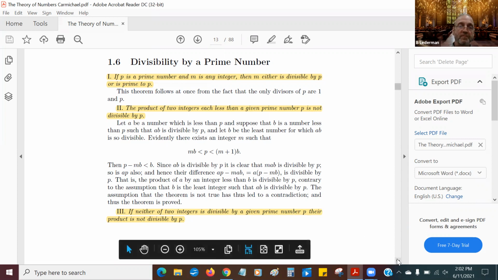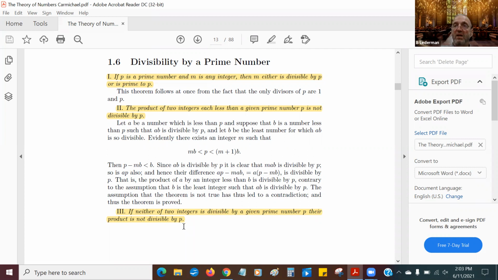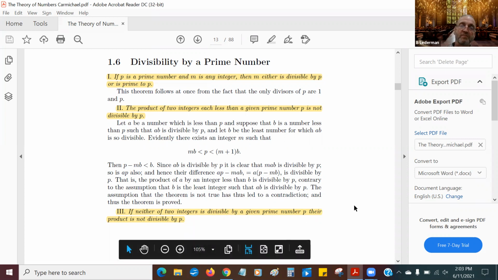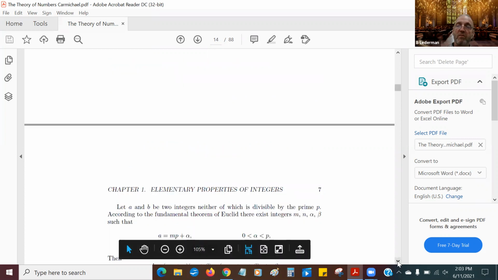Number 3. If neither of two integers is divisible by a given prime number p, their product is not divisible by p. I never knew whether it's neither or either. So if I have two numbers, neither one of which is divisible by a prime p, like 7, their product is also not going to be divisible by 7. That's really what this is saying. And let's see if we can prove it.